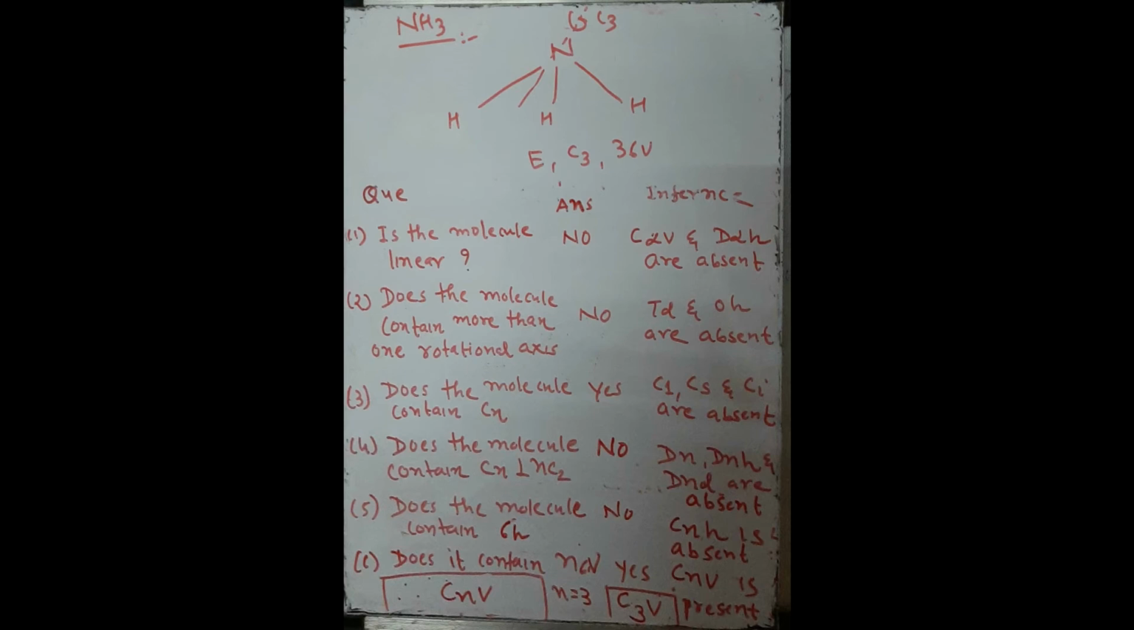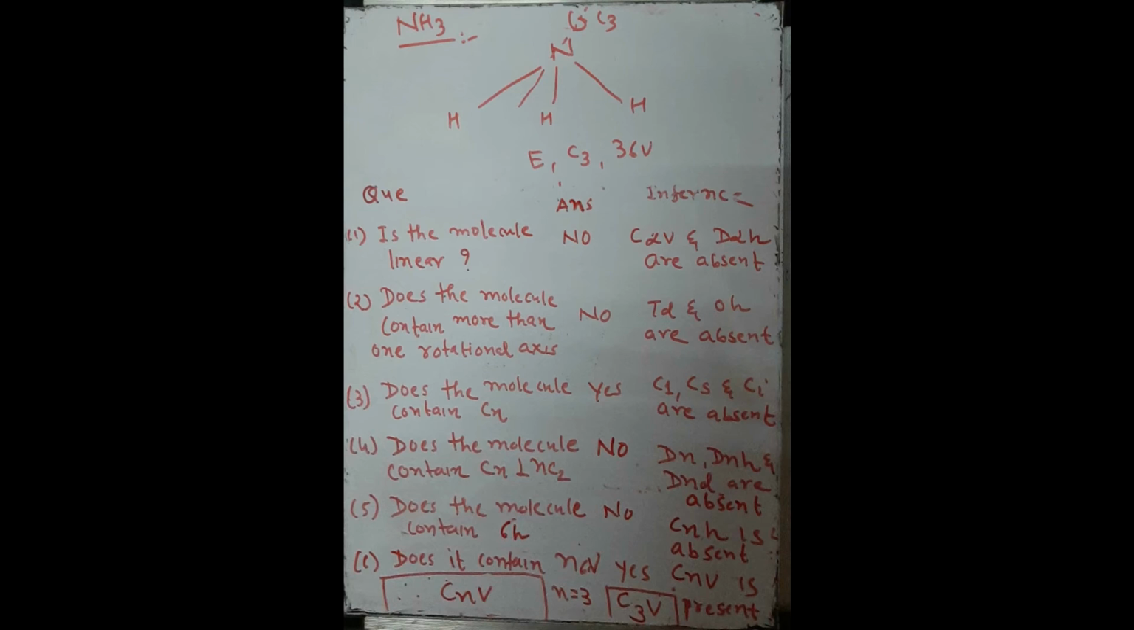Fifth question we are going to ask, does the molecule contain sigma H? Answer is no, therefore CnH is absent. Sixth question, does it contain n vertical planes? Answer is yes, therefore here CnV is present. Here n is equal to 3, therefore the point group of this molecule is C3V.